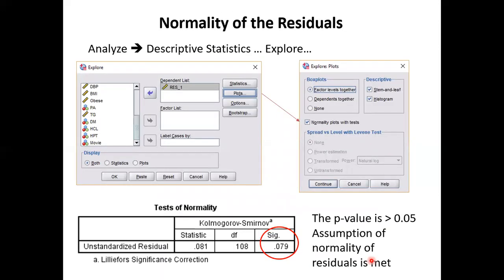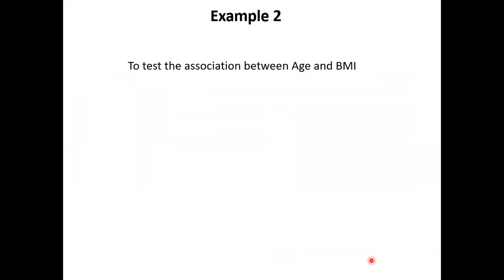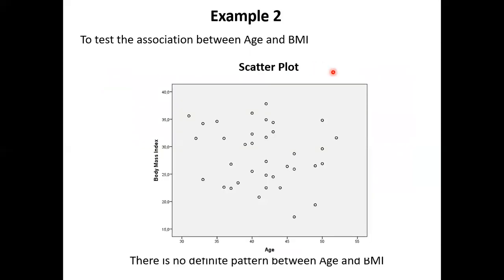Questions? The second example is age and BMI. This is how things go. Look at the plot. Is there a pattern? No. Looks like there's no connection between age and BMI.